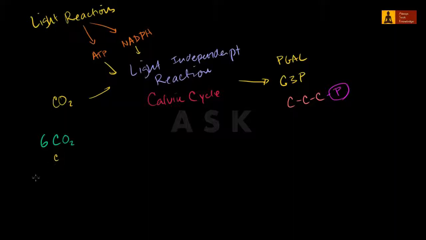I'm not showing you the oxygens on here. And what happens is the 6 CO2s essentially react with, and I'll talk a little bit about this reaction in a second, 6 molecules of, and this is going to look a little bit strange to you, this molecule, you could call it RuBP.